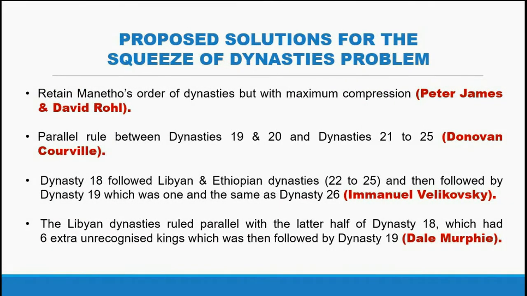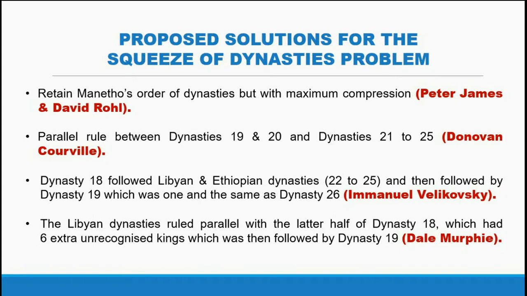Now, the proposed solutions for solving the logjam of fitting in extra dynasties between the Exodus and the late period are as follows. Both Peter James and David Roll retain Manetho's order of dynasties but apply maximum compression. The bulk of the compression comes from reducing the time for the 3rd intermediate period from 400 down to 160 years. Donovan Corville has a very high degree of parallel rule between dynasties 19 and 20 and dynasties 21 through to 25.